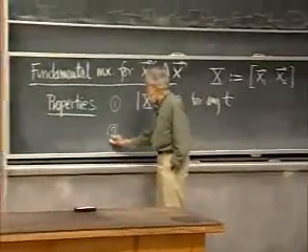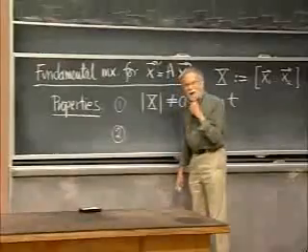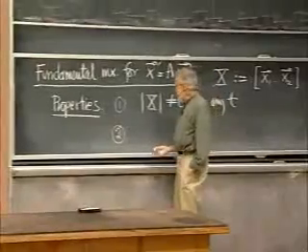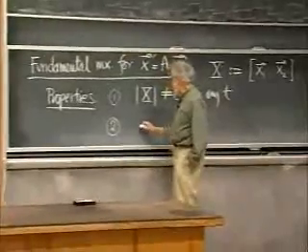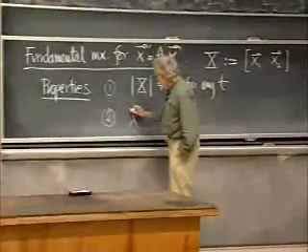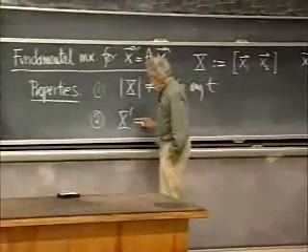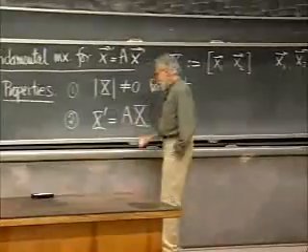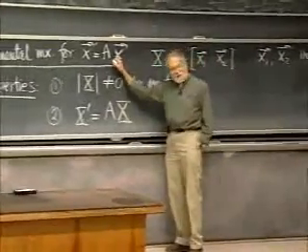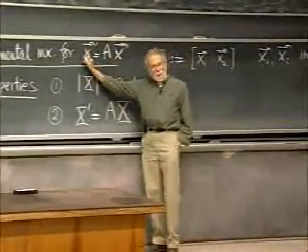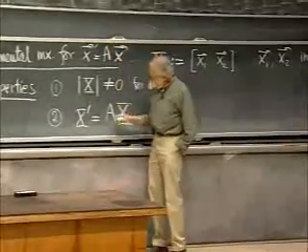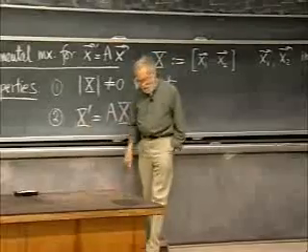But the other one is a little stranger, about which the only thing I can say is get used to it. Namely, that X prime equals AX. Now, why is that strange? That's not the same as this. This is a column vector. That's a square matrix. This is a column vector. This is not a column vector. This is a square matrix.